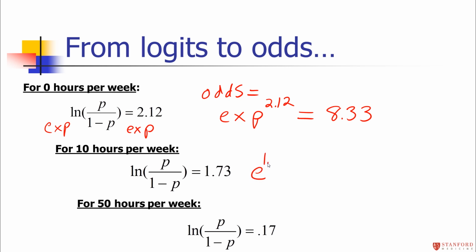Then we could exponentiate this 1.73. That will give me the odds for somebody who does 10 hours per week. That's 5.64. We could exponentiate the 0.17. That gives me the odds for somebody who does 50 hours per week. That comes out to be 1.19. So your odds of being book smart, again, goes down as you do more homework per week. Sort of the opposite of what you might expect. But of course, this is not statistically significant.